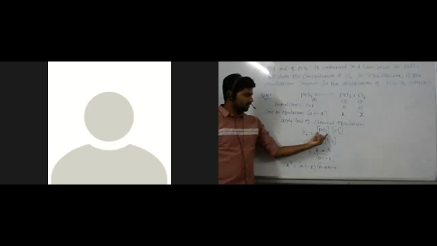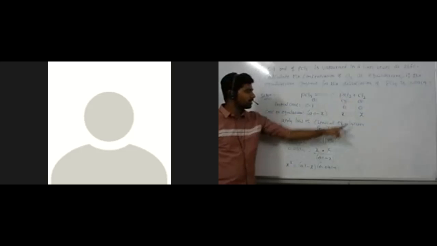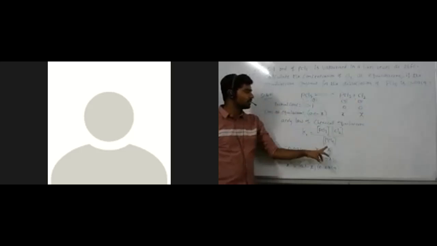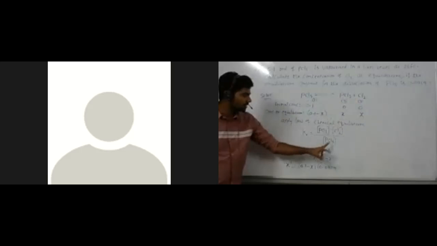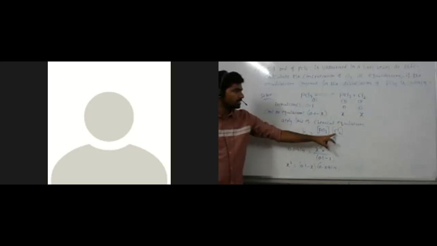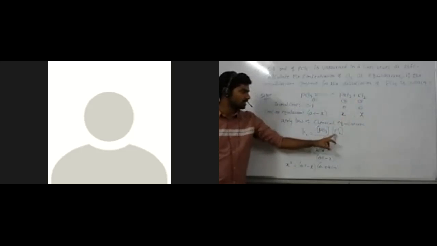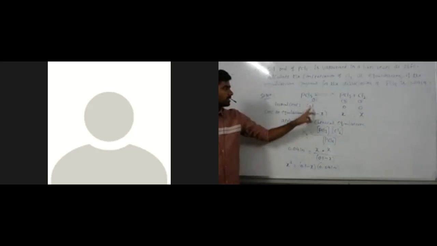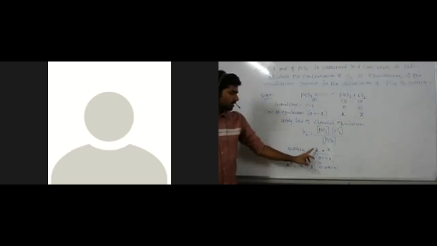Here, if you write in square brackets, it refers to its active mass, or we can also call it concentration. So K equals active mass of PCl3 into active mass of Cl2 divided by active mass of PCl5. Now we are substituting the equilibrium values only. PCl3 and Cl2 at equilibrium are x concentration, and PCl5 is 0.1 minus x. From this, x square equals the value, and we write it in equation form.